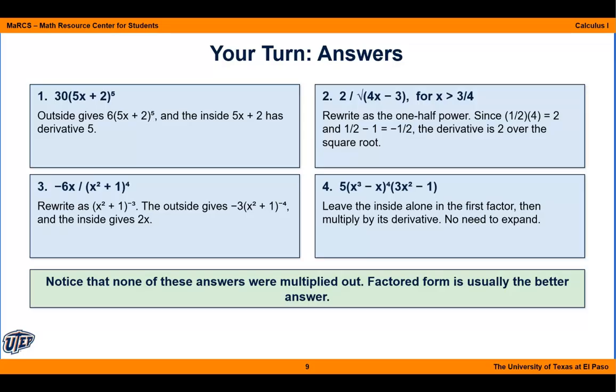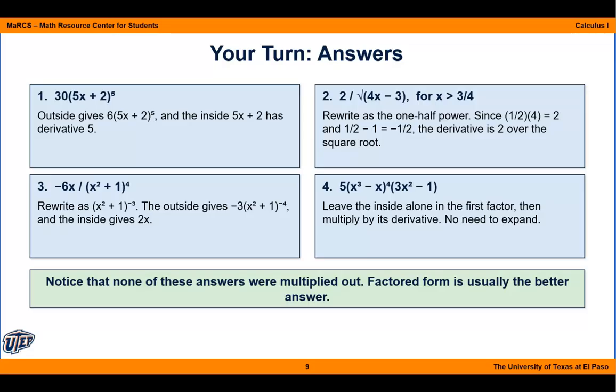Let's check the answers. For problem 1, the outside contributes 6 times (5x plus 2) to the power 5, and the inside contributes 5. That would mean that y prime equals 30 times (5x plus 2) to the power 5. For problem 2, the 1/2 power and the inside derivative 4 combine to give y prime is equal to 2 divided by the square root of 4x minus 3. This would be for x greater than 3/4. The original function is defined at x equals 3/4, but the derivative is not, because the denominator becomes 0 there.